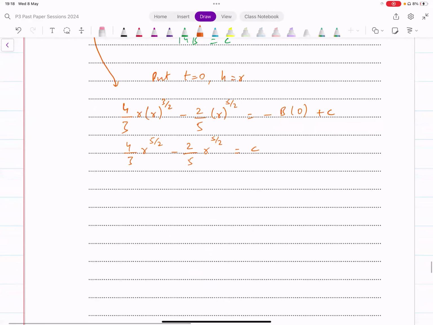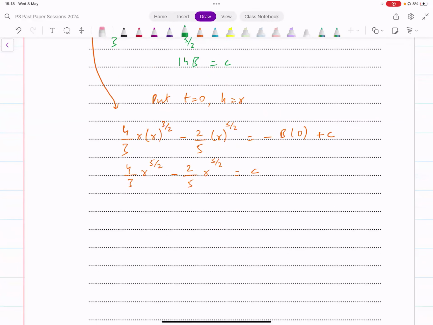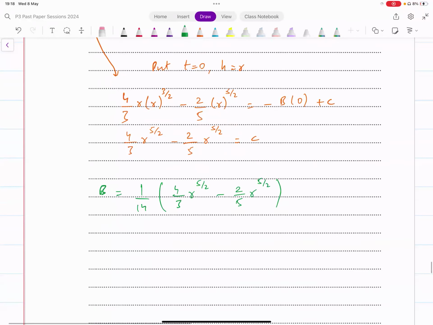Okay, so that's C what we're getting. Now let's find B as well. If we know that this is C, what about B then? 14B equals this thing. So B would equal 1 over 14 times 4 over 3 r raised to the power 5 over 2 minus 2 over 5 r raised to the power 5 over 2. That is going to be the value for B.